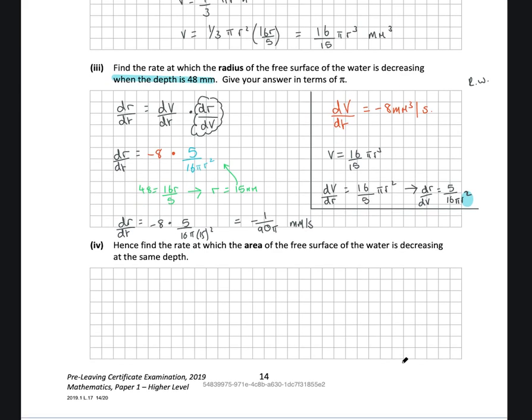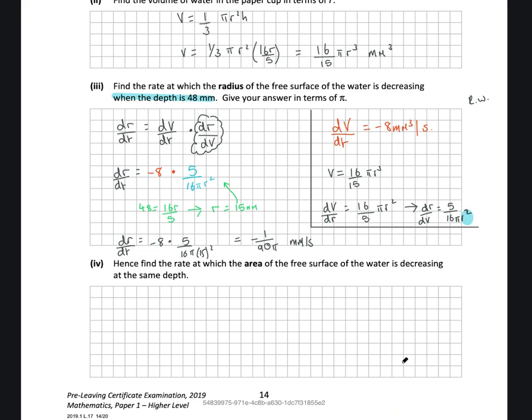The next one, hence find the rate at which the area of the free surface of the water is decreasing. So I now need to think about, okay, what do I know about area? They want to know the rate, so they want dA dt. So then I need to figure out, what I have is dr dt, because I just figured that out. So I know dr dt, and I know that it's minus 1 all over 90 pi. So what's the connection between dA dt and dr dt?